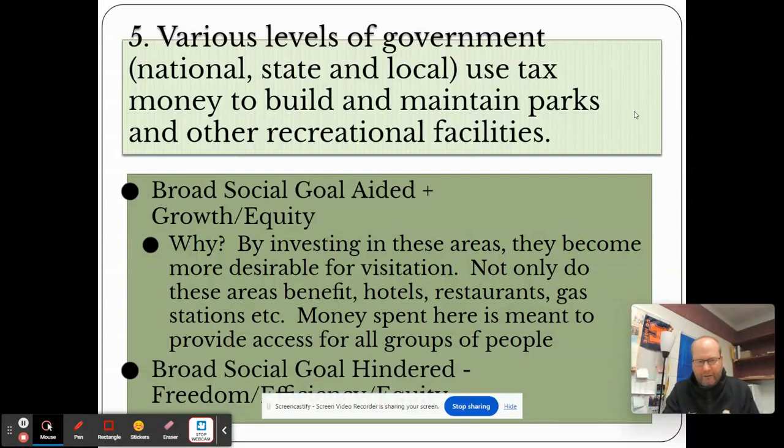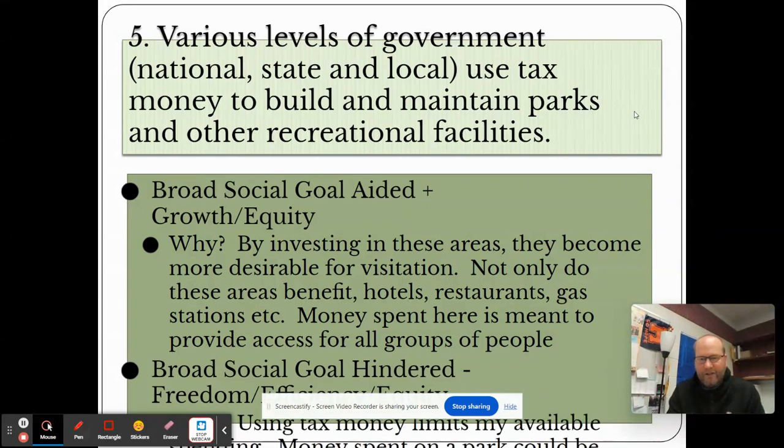What could be hurt? Freedom, efficiency, equity. Okay, is that the best use for efficiency? Is that the best use of our tax dollars? Could we be using it again for something else? In terms of the equity, you could argue against it then. Like, is that a way for everybody to have equal access to these? And you could argue they don't.